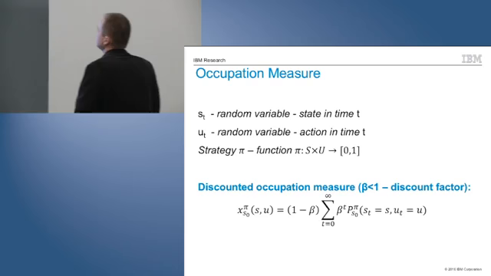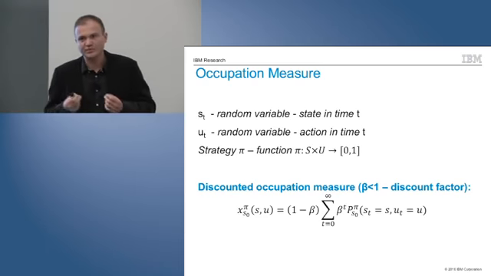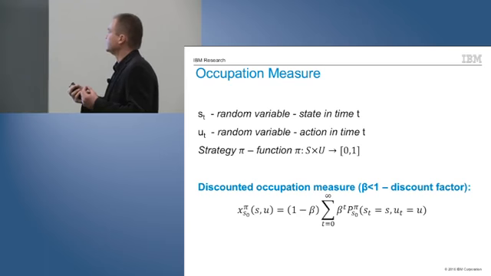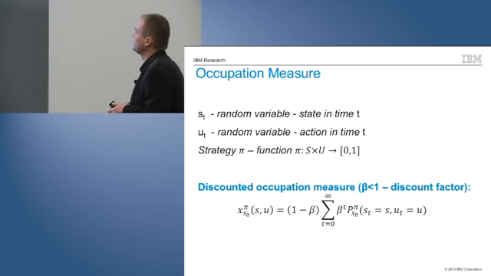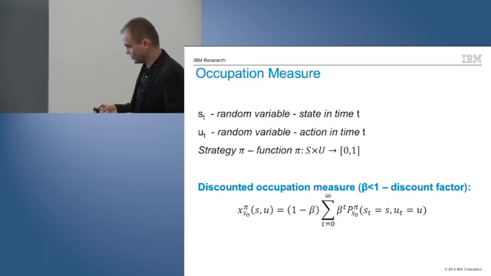A very important term in the theory of MDP is called occupation measure. Occupation measure shows the probability that the process stays in a pair of state and action. This is very important for the linear programming formulation. Later we will see that this is the formulation that we will be using, and this term is important for this formulation.